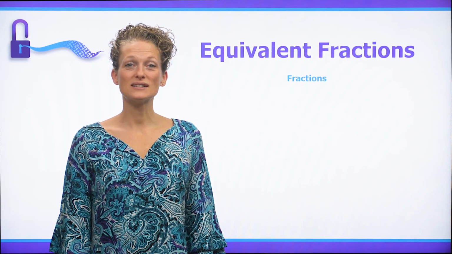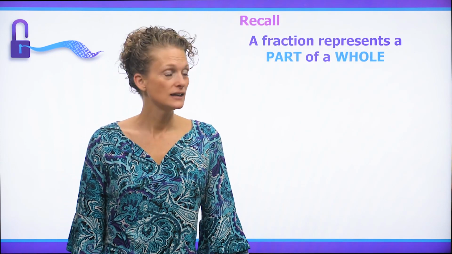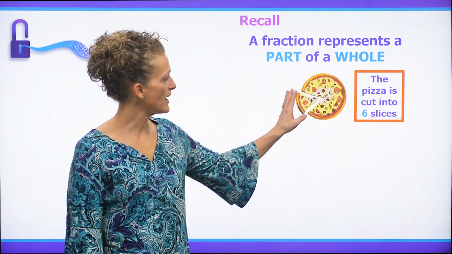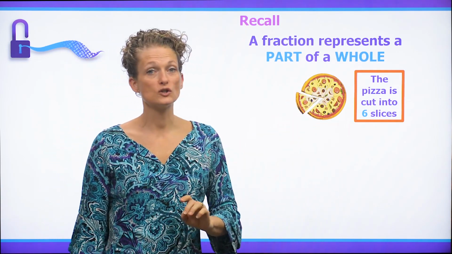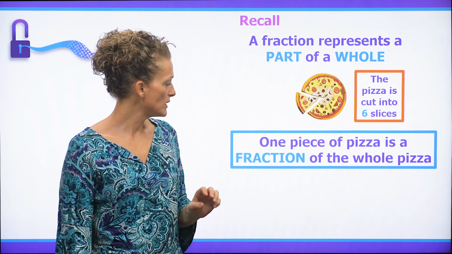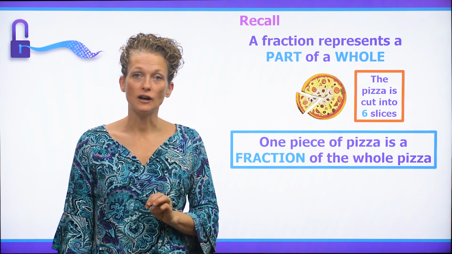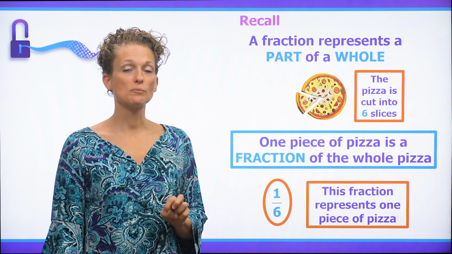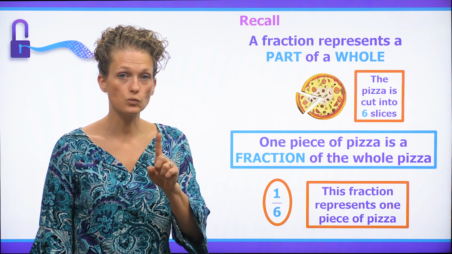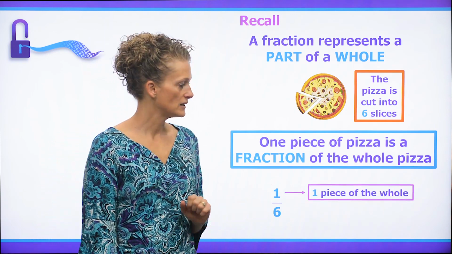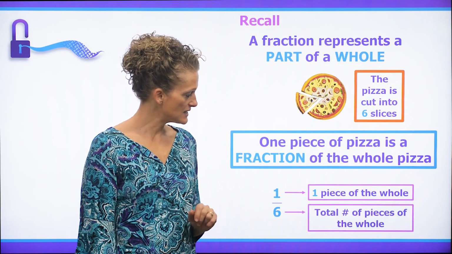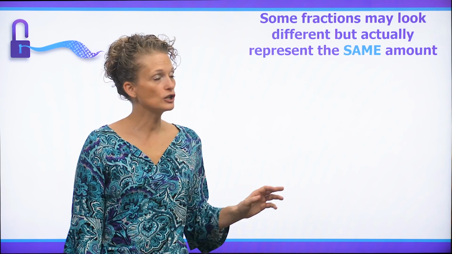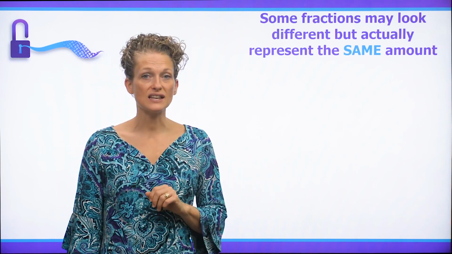In today's lesson, we're going to talk about equivalent fractions. Now, a fraction represents a part of a whole. So here we have this pizza, and this pizza is cut into 6 equal slices. One piece of pizza is a fraction of the whole pizza. So if we look at 1/6, this is the fraction that represents one piece of pizza. It is 1/6. 1 is one piece of the whole, and the 6 is the total number of pieces of the whole. Now, some fractions may look different, but they actually represent the same amount.